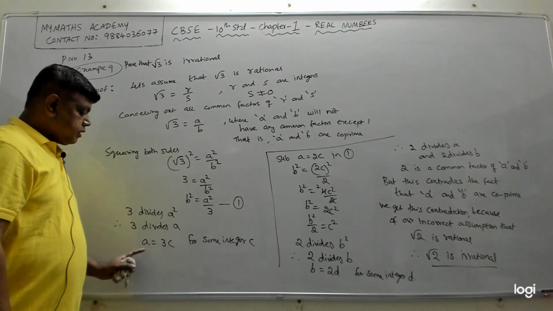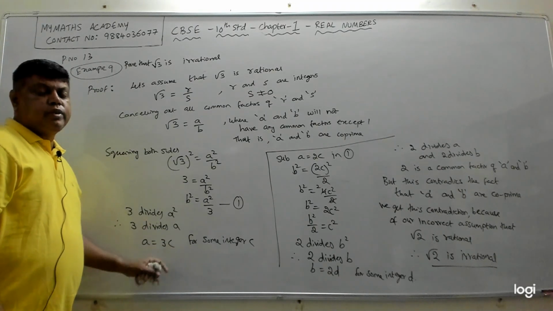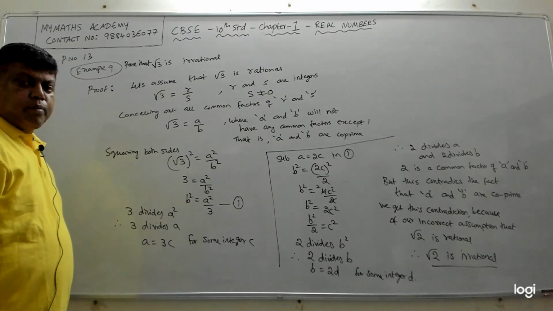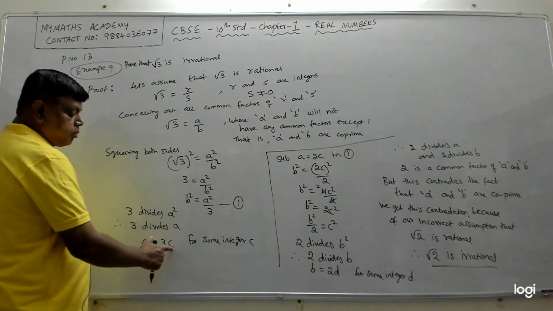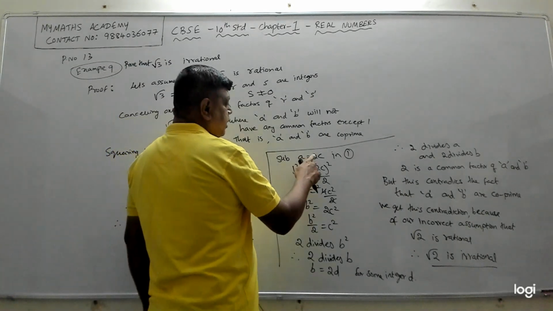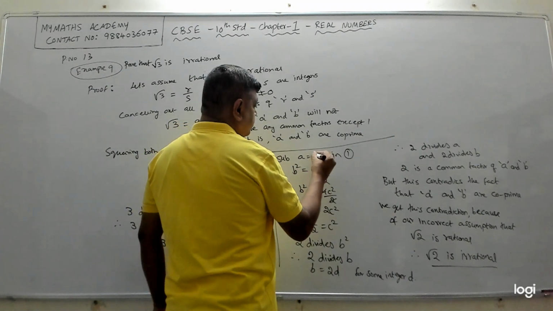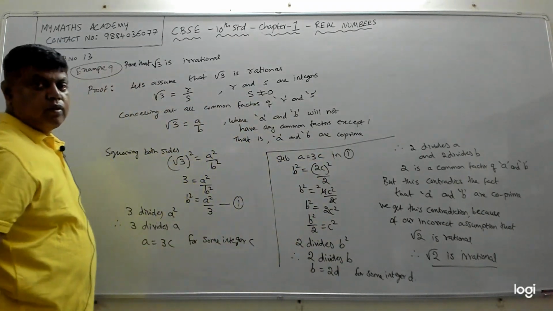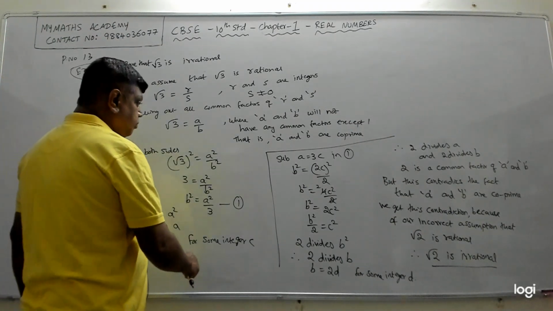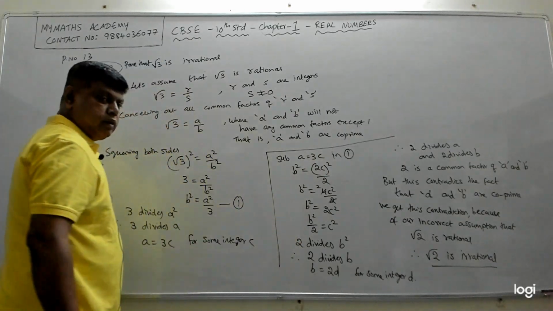3 divides a means a can be written as 3 into some c. 3 divides a means what? A is a multiple of 3. Then I can write a as 3 into some integer c, for some integer c. Now substitute a is equal to 3c in equation 1.